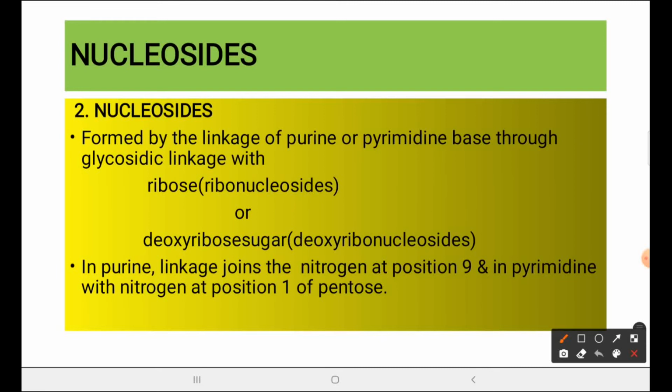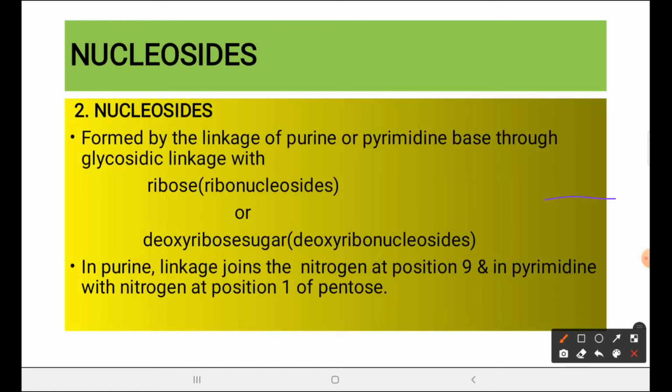bond. Got it? In case of purine, the beta N glycosidic linkage joins the nitrogen at position 9, and in pyrimidine the nitrogen at position 1, of the pentose sugar. Okay, if it is the purine nitrogenous base, then this linkage joins the nitrogen at position 9, but if it is pyrimidine, that is a single ring compound, it joins at position 1 of pentose. Got it? So this is what your nucleoside is.